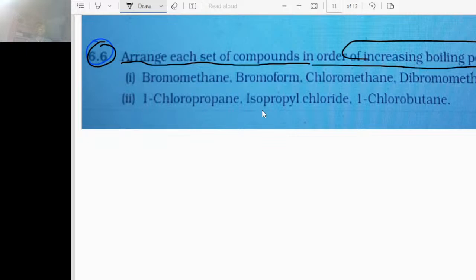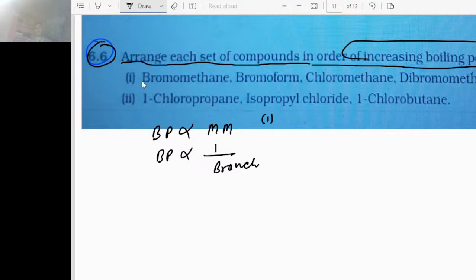What is boiling point? Boiling point is proportional to molecular mass. Second, boiling point is inversely proportional to branching. If branching is more, the boiling point will be less. Okay. Now the first one you see, first one please.